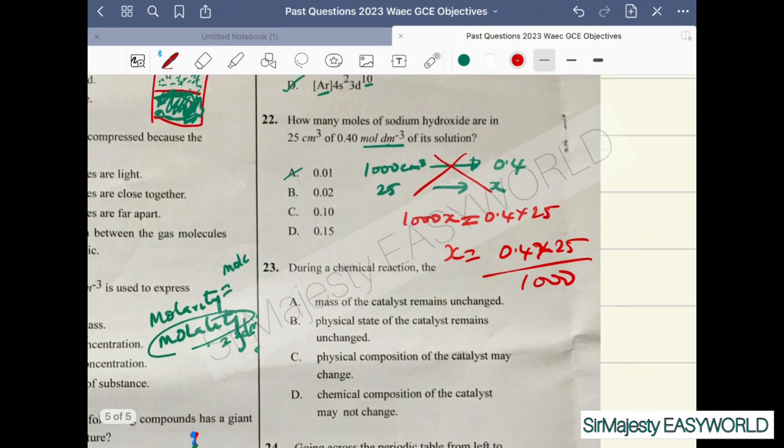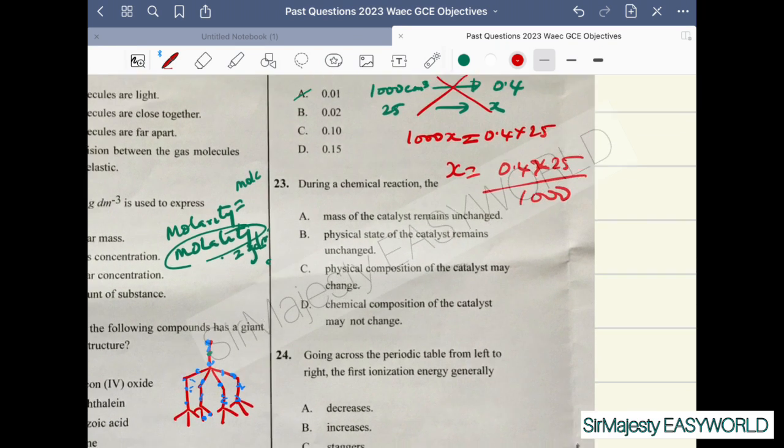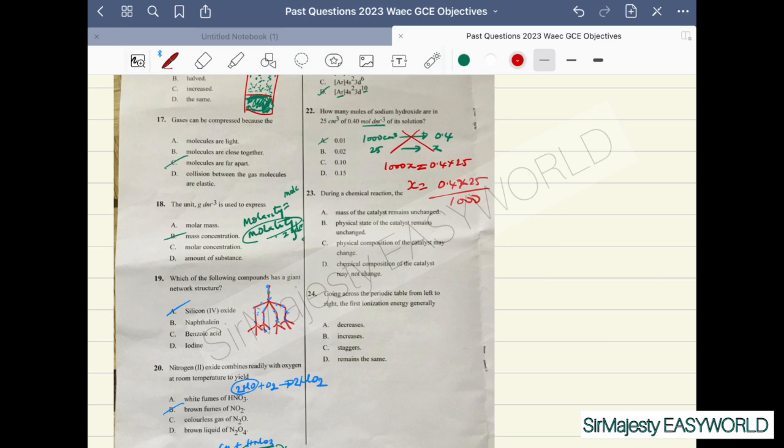So 0.01 is our answer. Number 23 says, during a chemical reaction, the mass of the catalyst remains unchanged. Yes, we say that catalysts alter the rate of reaction, but they remain both qualitatively and quantitatively unchanged. So A is a very correct statement. B says the physical state of the catalyst remains unchanged. No, the physical state might change. Take note, if it is in lump form, it can become powder.